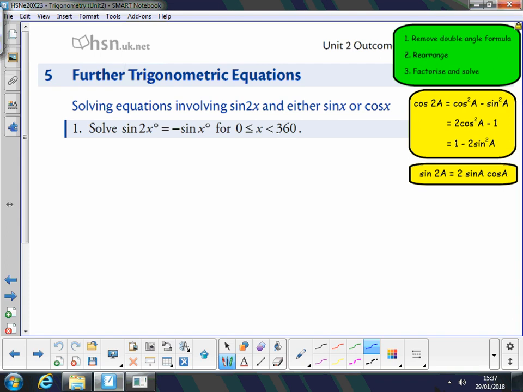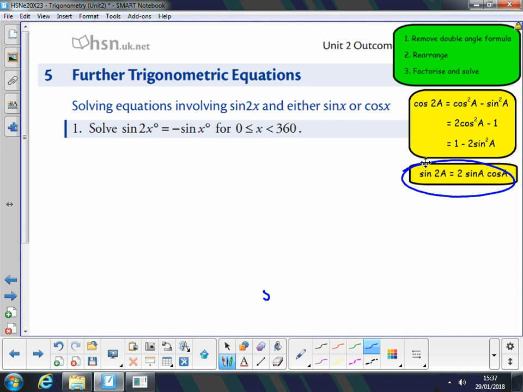So today you're introduced to the double angle formula. What you're now going to be doing is you'll be able to use your double angle formula to solve trig equations. Now in your notes, your first equation you're asked to solve is sine 2x is equal to negative sine x. Now there's only one option for a double angle for sine 2x, and that's sine 2A is equal to 2 sine A cos A.